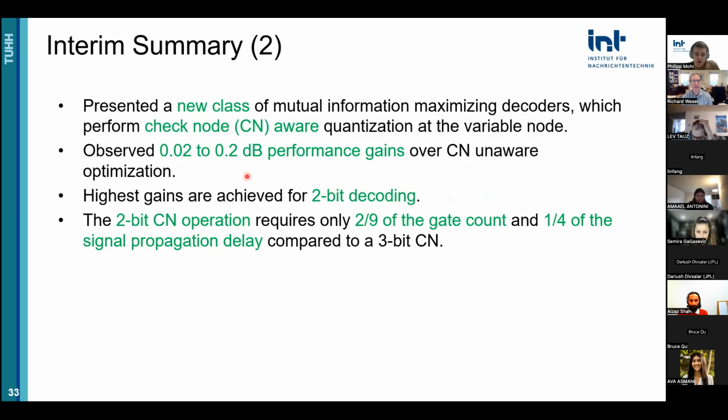Yeah, so in summary, this work presented a new class of mutual information maximizing decoders because we extended the optimization objective. And we observed gains of up to 0.2 dB, in particular for the 2-bit decoding. And 2-bit is also very interesting because it can reduce the check node complexity, as we showed, by a lot.